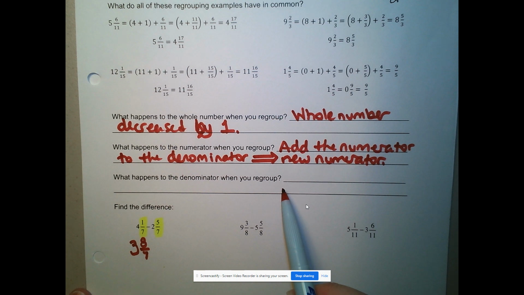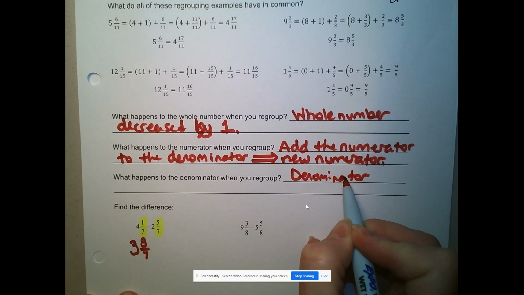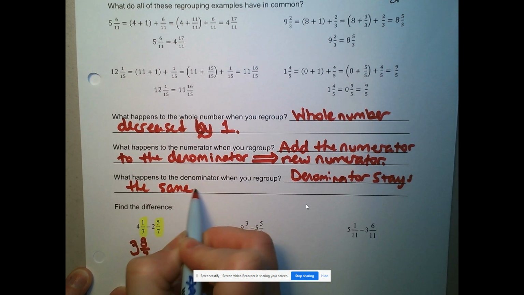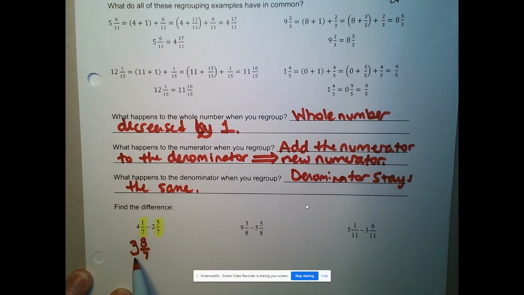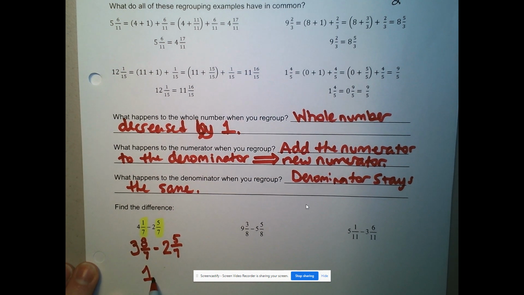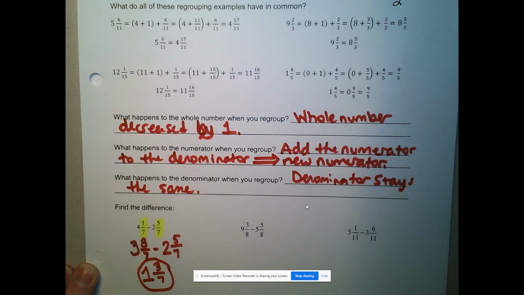And last, what happened to the denominator? It was sevenths. It stayed sevenths. The denominator stays the same. All right. So the reason we do this, I can't do 1/7 take away 5/7 without it going into the negative. But now I can do 3 and 8/7 take away 2 and 5/7 and do 3 take away 2 is 1. 8/7 take away 5/7 is 3/7 and have an answer that's done and did not go into the negatives, which is really helpful.